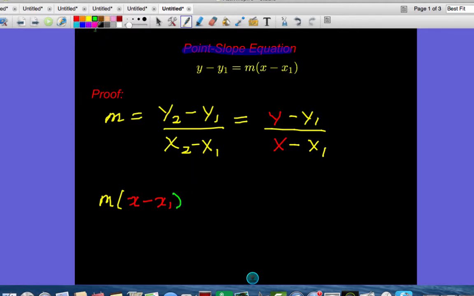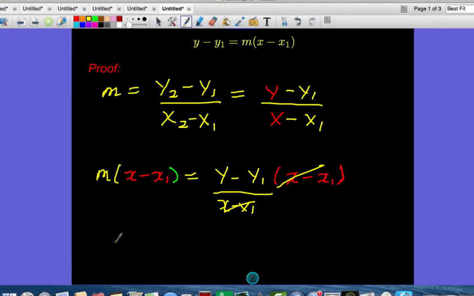So I'll go ahead and rewrite that. We're going to have y minus y1 times x minus x sub 1 over x minus x1. So this cancels, and we have our nice formula. We're going to rewrite this as y minus y1 equals m times the quantity x minus x1, and that's where the proof comes in for the point slope formula.